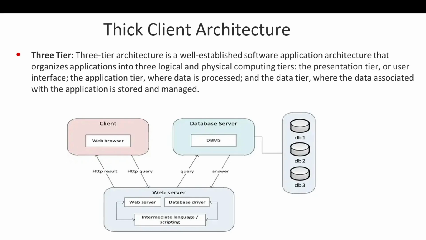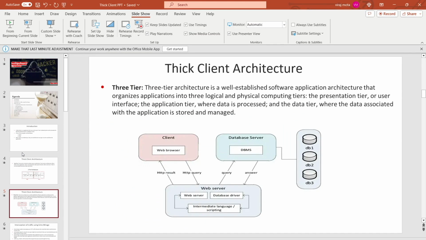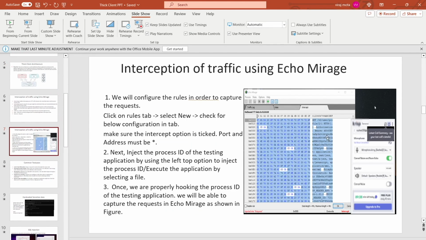The second way is we can use Echo Mirage to intercept the traffic. Why can we use Echo Mirage? Because if the application is two-tier, there are more chances that we could see the data query itself when intercepting the request via Echo Mirage. Whereas in the three-tier architecture, we will see this type of request, like GET slash, followed by the path, then HTTP and authorization.